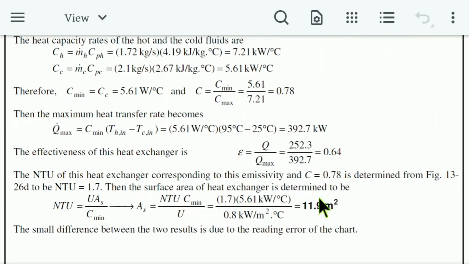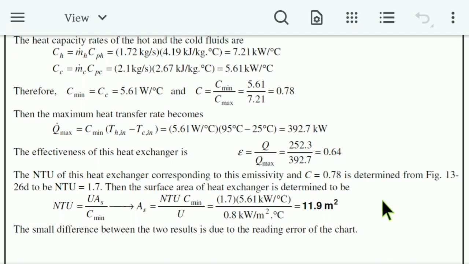Then the maximum heat transfer rate becomes Q dot max is equal to C min into Th in minus Tc in. We have all this value. After calculation, we can find the value of Q dot max is 392.7 kilowatt. So the effectiveness of this heat transfer is epsilon is equal to Q by Q max. The value of Q is 252.3 and the value of Q max is 392.7. So the value of effectiveness is 0.64. The NTU of this heat transfer corresponding to this effectiveness and C is equal to 0.78 is determined from figure 13.26. So NTU is equal to 1.7.